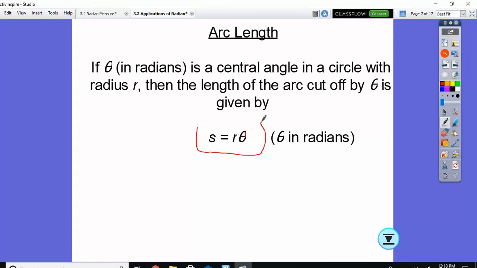S equals r theta. S meaning arc length, so that's the distance on the outside of the circle. So the distance a point travels on the outside of a circle can be found by multiplying the radius and the angle. However, for this to work, the angle has to be in radians. If you use a degree measurement, you will get the wrong answer. So essentially, the bigger your angle is, the farther your point is going to travel. They're proportional to one another.